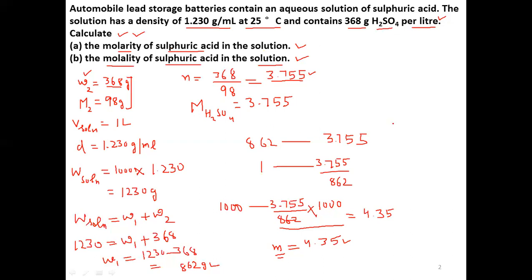So let us move to our main topic, that is numerical based on elevation in boiling point and depression in freezing point. The numerical is: 10 gram of a substance dissolved in 100 gram of water raised its boiling point by 0.98 degrees Celsius. Calculate the molecular mass of the substance. The molar elevation constant for water is given as 0.52 degrees Celsius per molality.